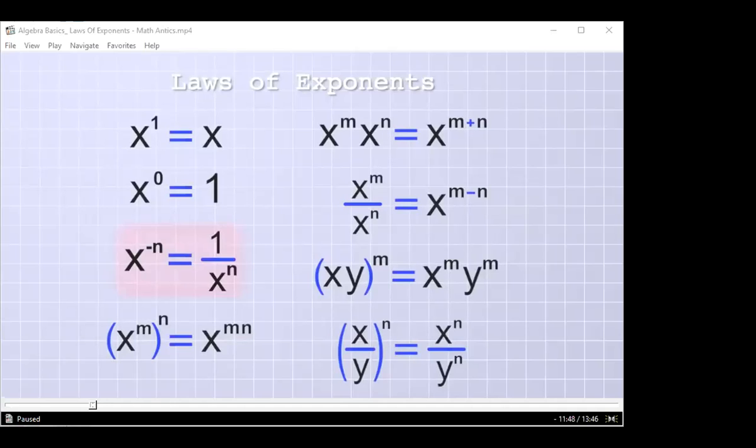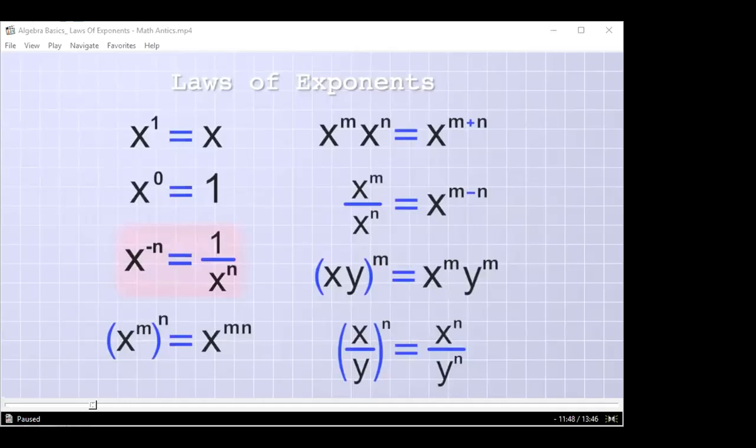Third one, xy all to the power of m. You have to notice that we put xy inside a parenthesis. Did you see the parentheses? The parentheses mean that this exponent m, we are going to distribute it above x and above y.